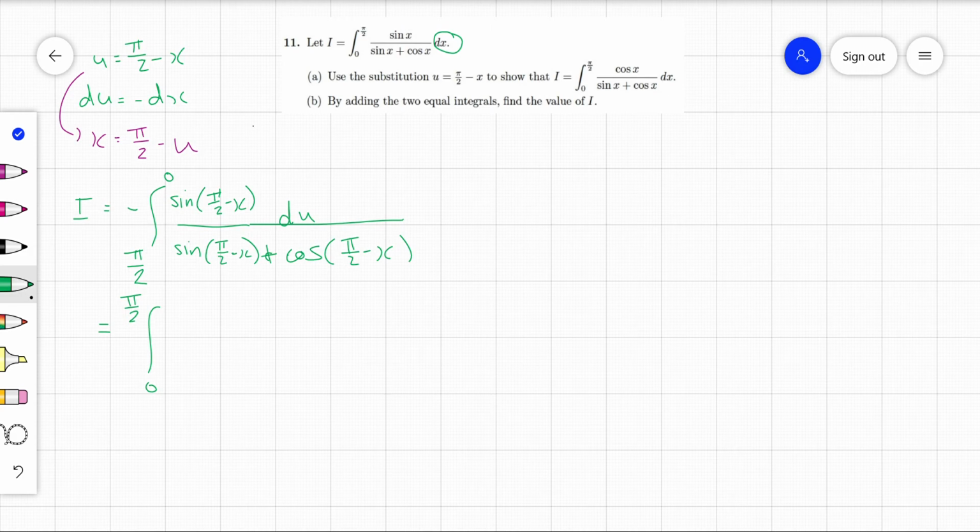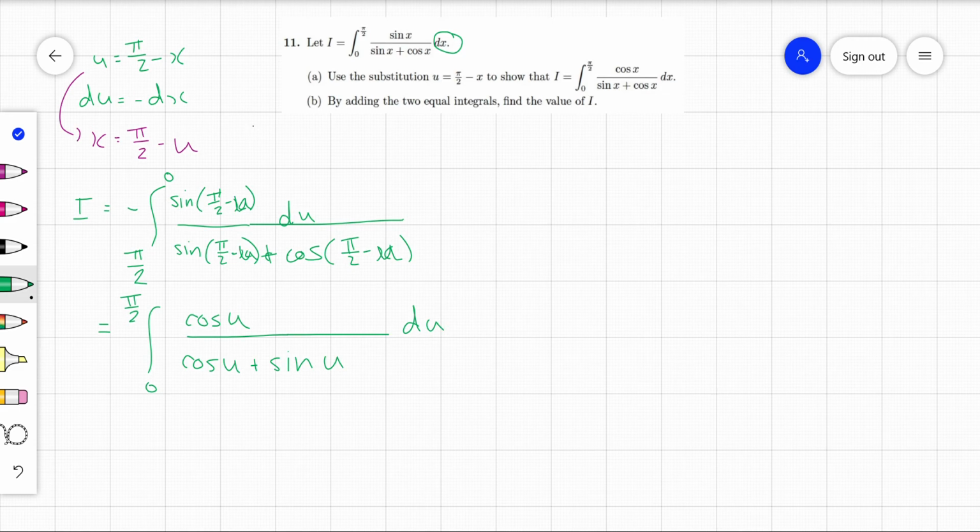Now, 90 minus x, we know, are complementary relationships. So sine of 90 minus x is the same as cos of x. And in this case, what I should have been writing is u's, not x's. There we go. So x is equal to pi on 2 minus u, so they should be u's. We're working in terms of u now, so that's cos u. Again, the complementary relationship to sine is cos, and the complementary of cos is sine.